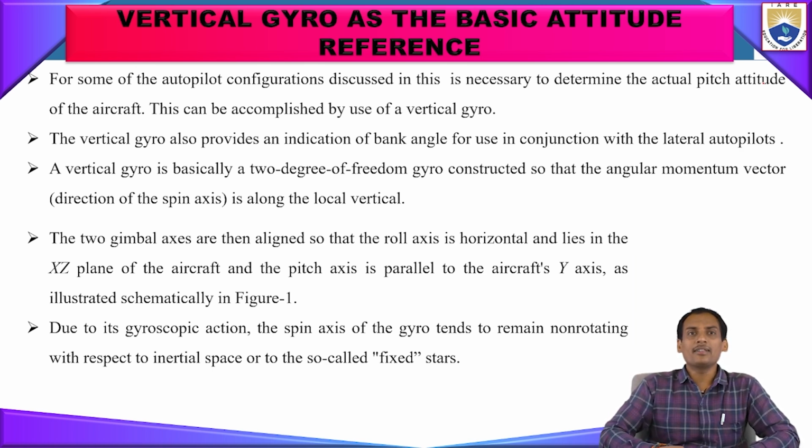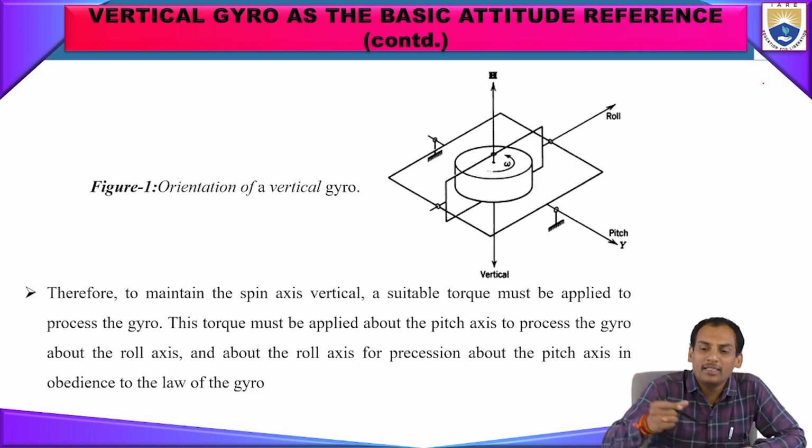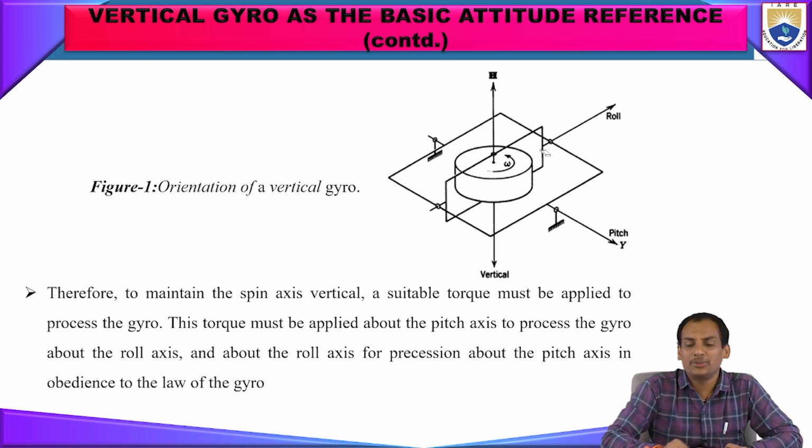The two gimbal axes are aligned so that the roll axis is horizontal and lies on the XY plane of the aircraft, and the pitch axis is parallel to the Y axis. That has been illustrated here. The roll axis and pitch axis are according to the X and Y axes. The H axis will be the vertical one, and that omega gives you the movement around that vertical axis.